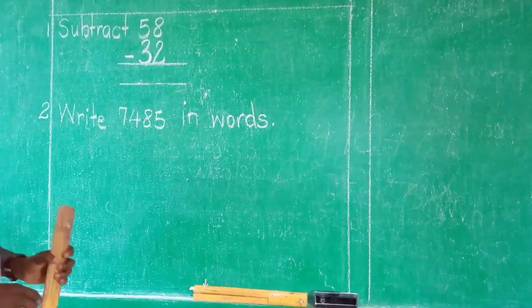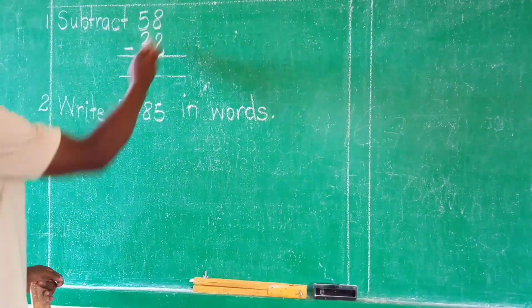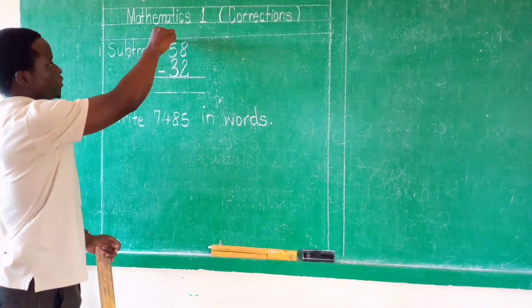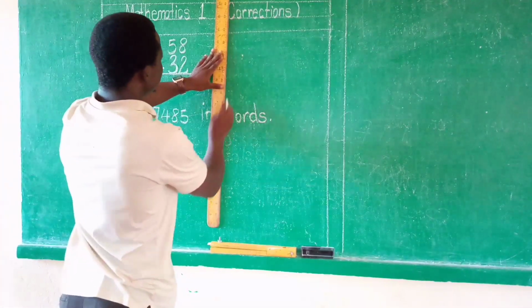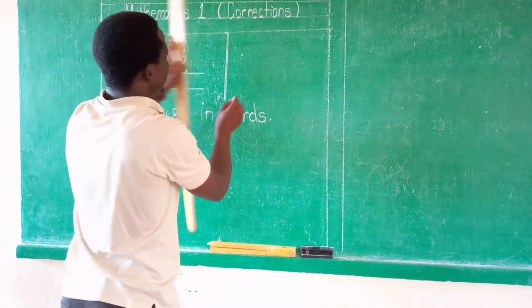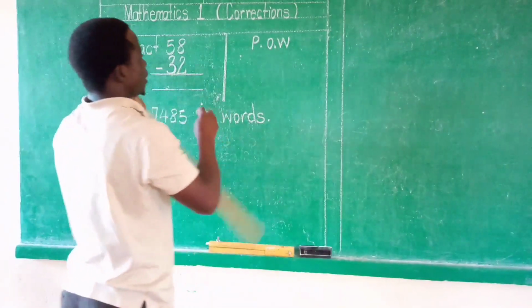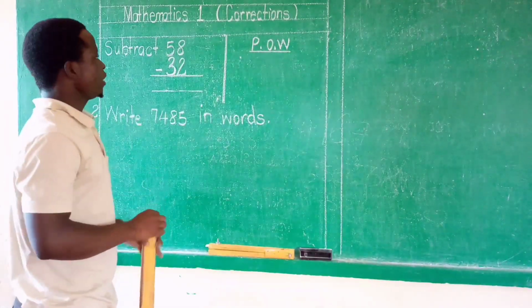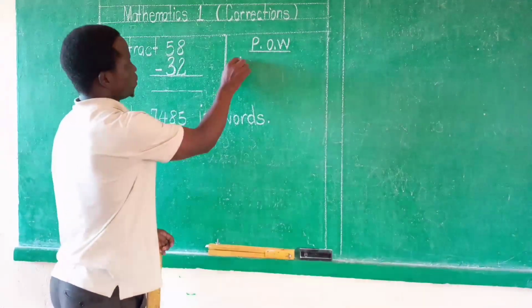Now, for this question, when we are subtracting numbers, of course, you know we subtract starting from the ones place value. This is the ones place value, and here we have the tens place value. Now, you draw straight lines for our part of work. You indicate here, part of work. Good. Now, in our part of work, we are going to subtract, starting with 8 minus 2.